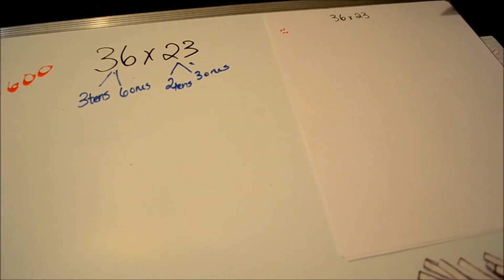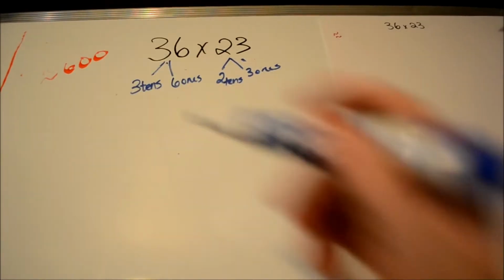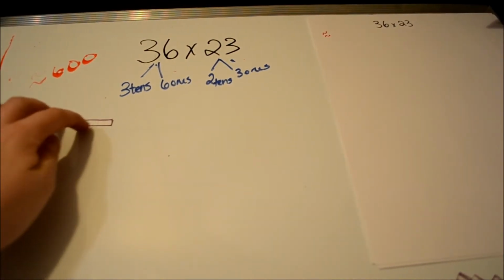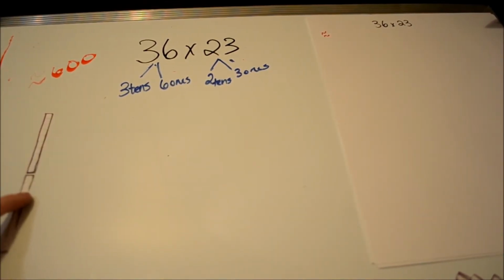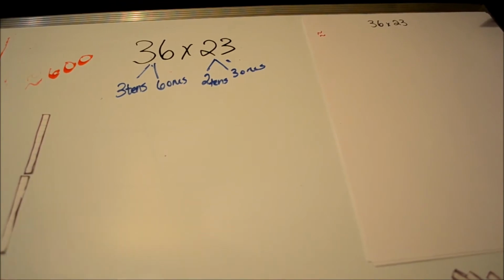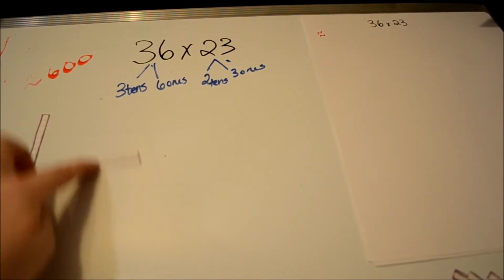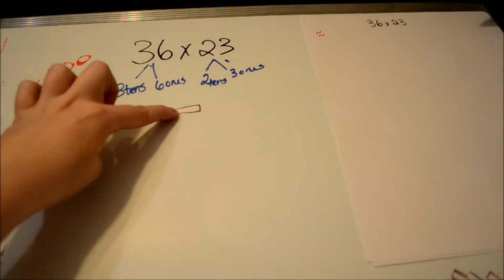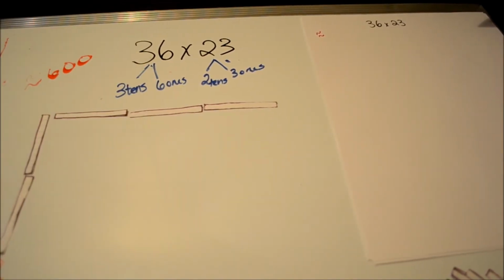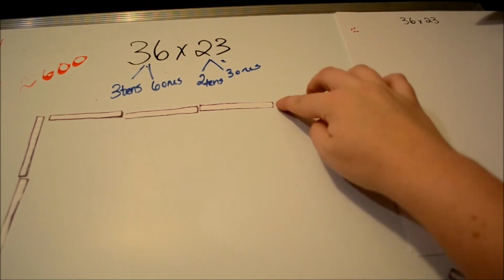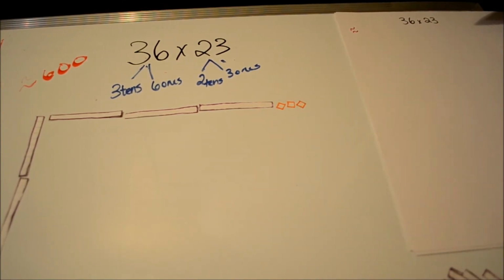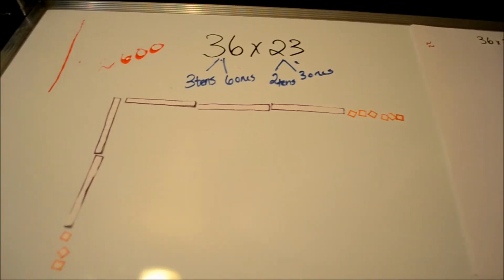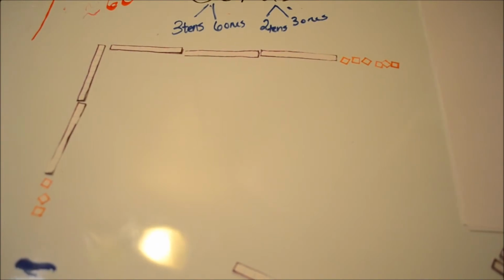Now in order to represent this using the area method, we're going to use our paper blocks. And we'll go 23, so 2 tens and 3 ones, and 3 tens, and 6 ones. 4, 5, 6. So now what we're going to do is we're going to fill these in with the blocks.